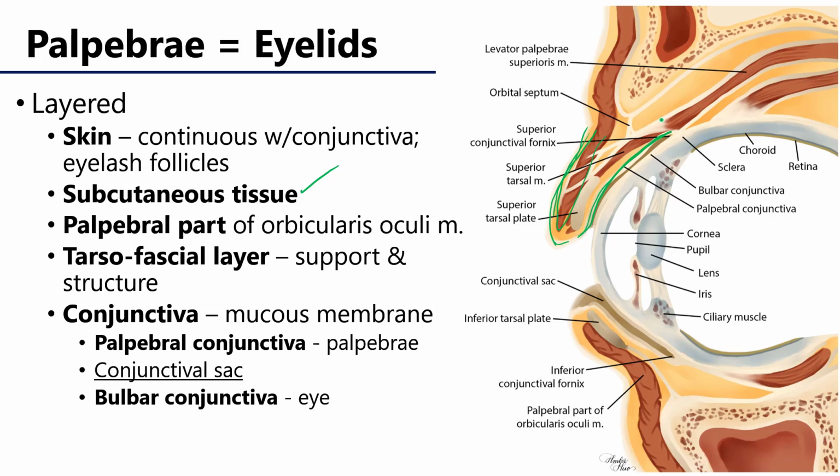So the conjunctiva is going to cover not just the palpebrae, but also the anterior surface of the eye as well. And so we can conceptualize it as having two parts. The palpebral part, which is upon the eyelids, and then the bulbar part, which is on the anterior aspect of the eye. These are contiguous, wherever we have these reflections all the way around. And between the palpebral conjunctiva and the bulbar conjunctiva, we have the conjunctival sac.